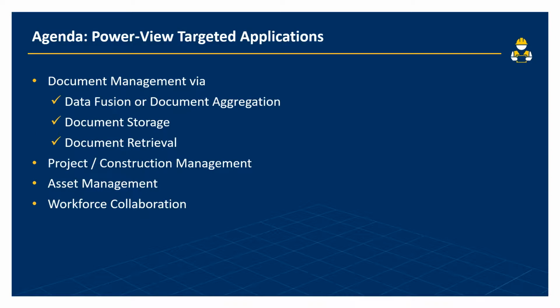For the remainder of the presentation, we'll focus on 4 key areas or targeted applications whereby PowerView adds value to an organization by increasing efficiencies, avoiding costly errors, reducing field time and truck rolls, and expediting system restoration in the event of an outage or storm-related event. Additionally, we'll touch on PowerView's capability as an asset management and workforce collaboration toolset.